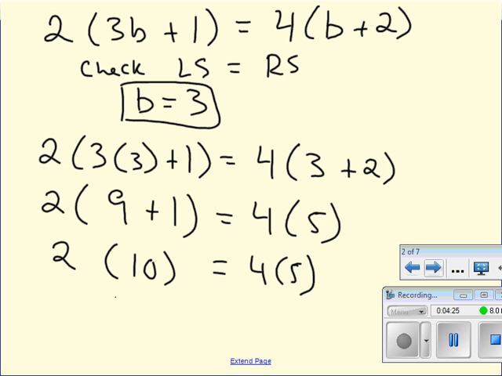2 times 10 is 20. 4 times 5 is also 20. Since this is a true statement, I know that my answer of b equal to 3 is correct, and I can move on.